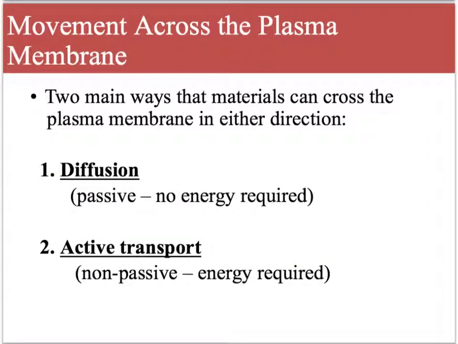So to move something through the plasma membrane in either direction, so either coming into the cell or leaving the cell, there's diffusion, which is passive, no energy required, or active transport, non-passive, so requires a form of energy. When we talk about cells, energy is in the form of ATP or adenosine triphosphate.